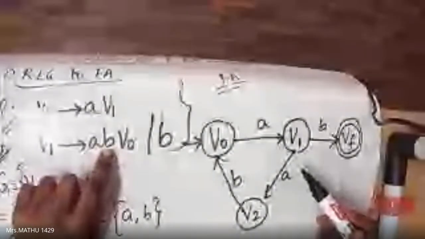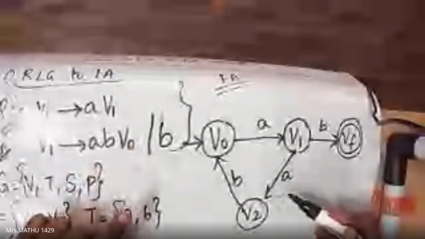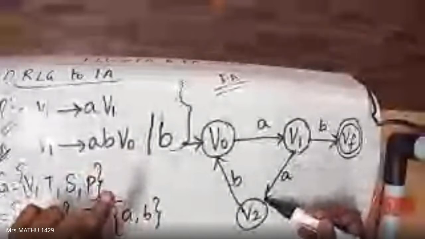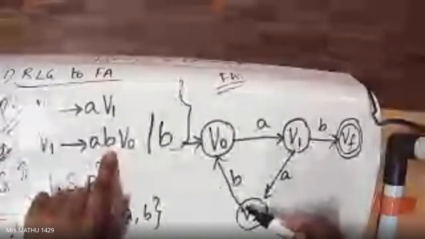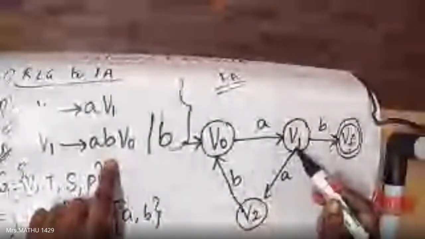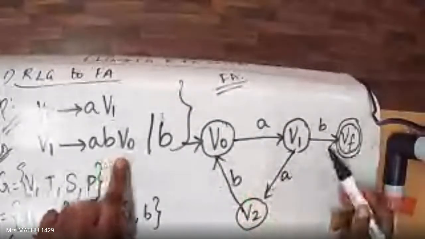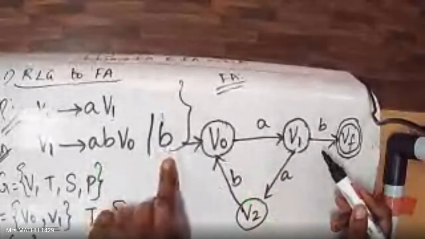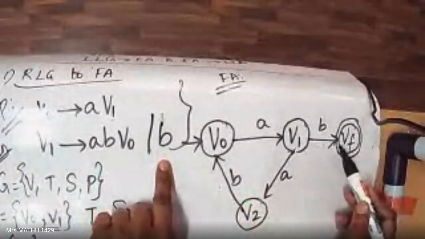As we know, we will be able to read only one input at a time. So when we read A, it goes to an intermediate state, say V2. From there, when it reads B, it goes to V0. So on the whole, from V1 on reading A and B, it goes to V0. And when there are only terminals without any variables in a production, then this has to be connected with the final state.